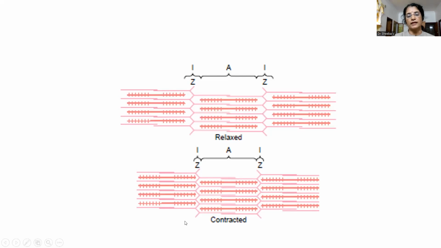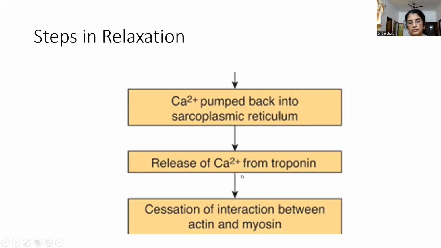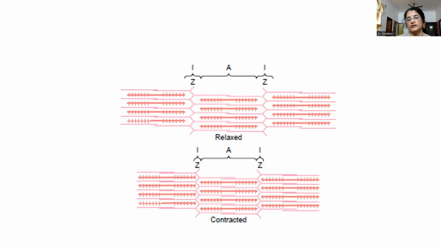Here you can see a muscle in relaxed state, the upper one, and the lower one is the muscle in the contracted state. The length of the sarcomere decreases during contraction. The Z lines come closer and actin filaments overlap. At the same time, the length of the myosin filament does not change. This is about muscle contraction.